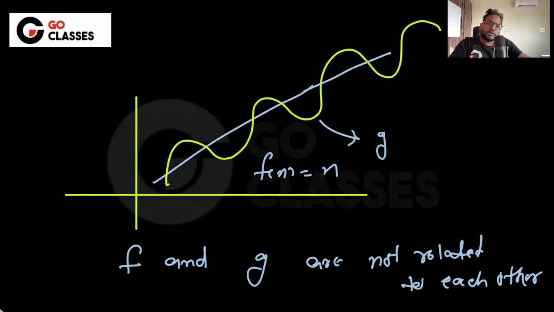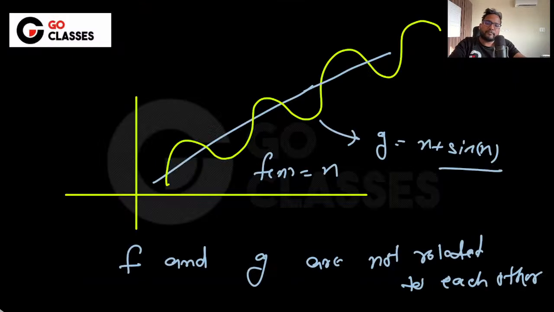I don't know what this plot will be exactly, but I think it could be some n plus sine n, something like this. Most probably it is something like this. There need not be exactly a relationship between f and g, always. Understood.